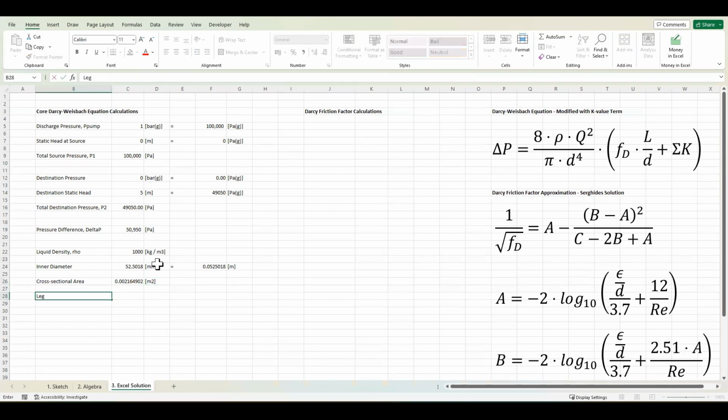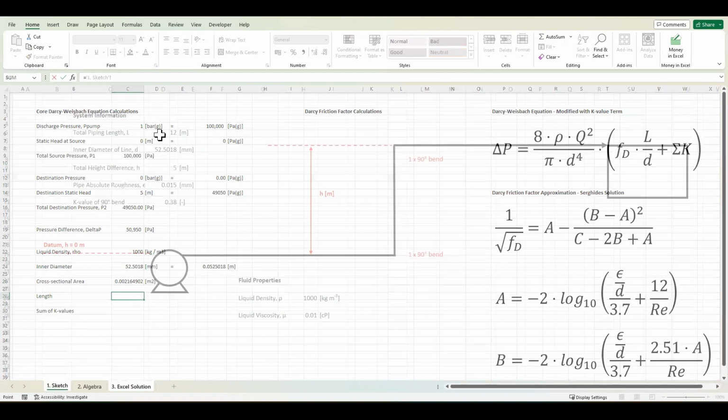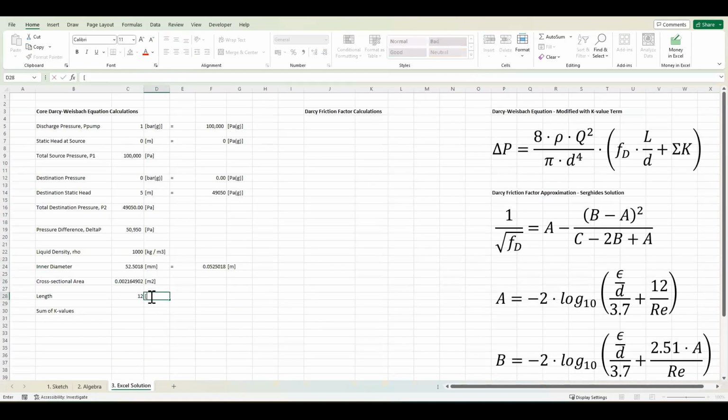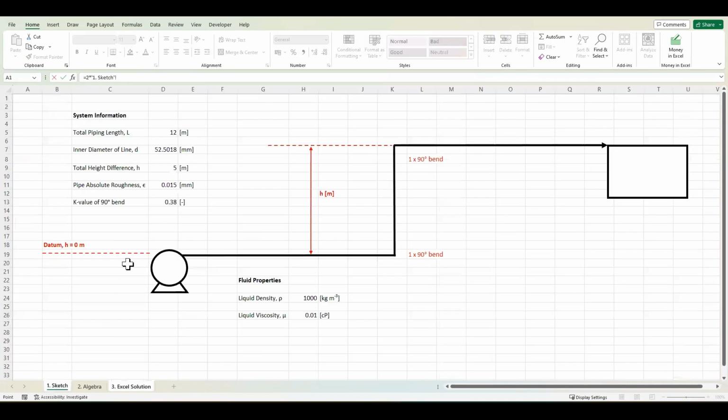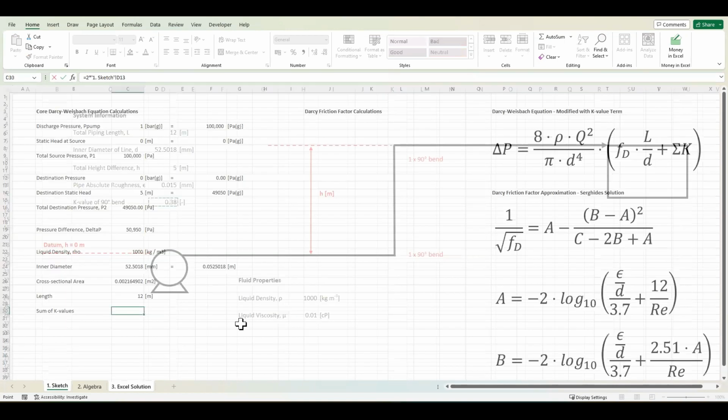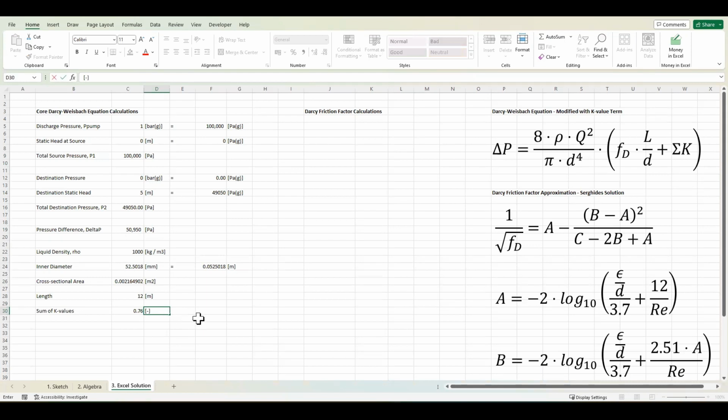Then what I'm going to do is get all the length values, sort of K values. So the length, again, I'm just going to set equal to whatever's on here, 12 meters, let's call it. And there, sum of K values. Now you'll notice that I did the number for a single bend. We've got 2 bends here, so I'm going to make that 2. Again, this is dimensionless.